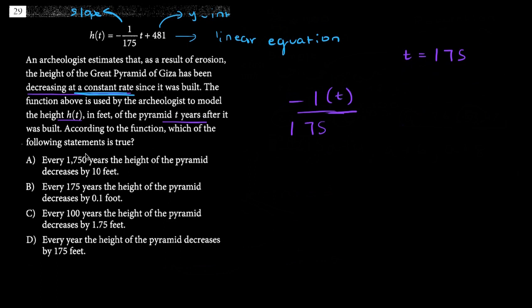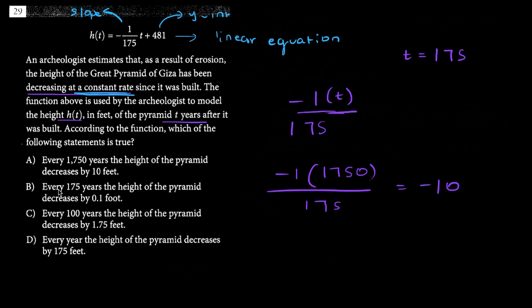A: every 1,750 years, the height of the pyramid decreases by 10 feet. Let's substitute those numbers in. Negative 1 times 1,750 over 175. Actually, this is going to be negative 10. And so A is the answer, because 1,750 years after it was built, there's going to be a decrease of 10 feet in the height of the Pyramid of Giza. So these points match up perfectly.